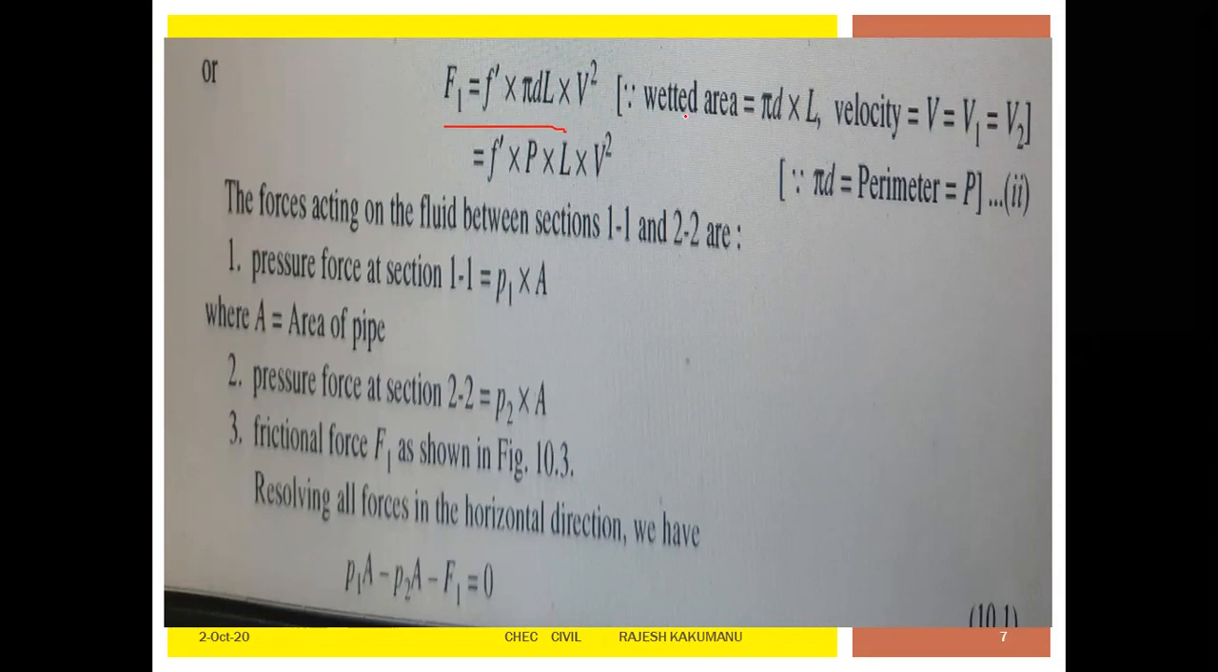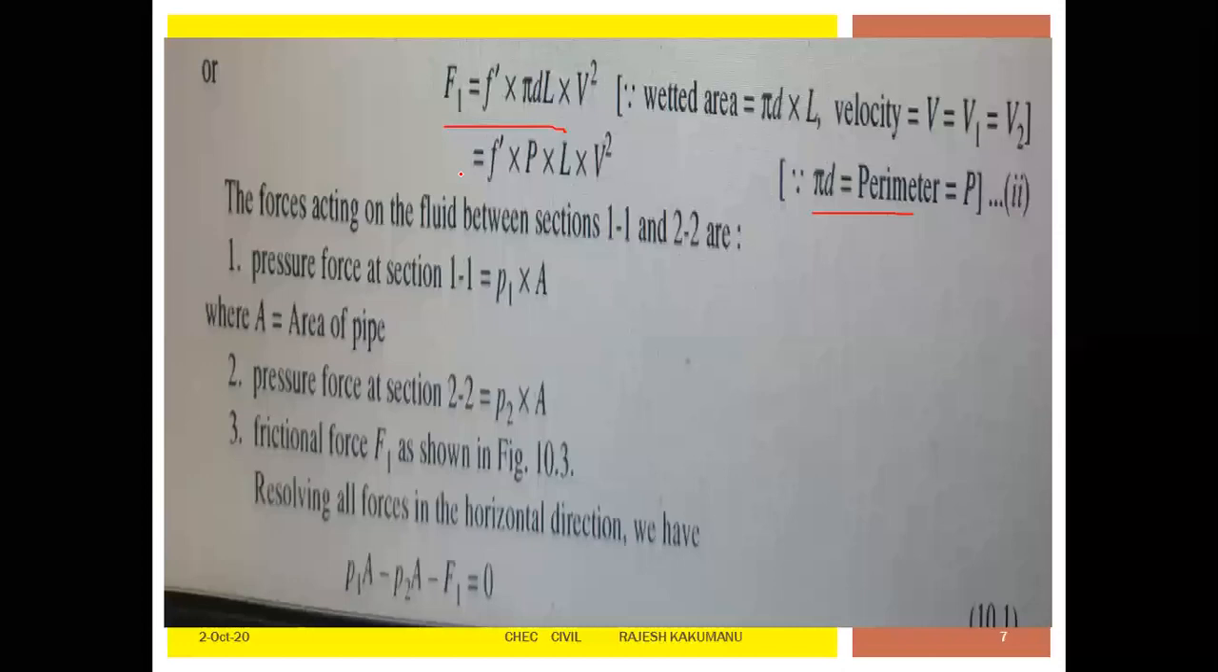Therefore, what is the wetted area? The wetted area for a circular pipe is pi d into length, and velocity v1 or v2 is equal to v. Why? Because the diameter is the same, the velocity will be the same. F1 is equal to F dash into pi d l, where pi d is the perimeter p, into l into v square. So F1 is equal to F dash into p into l into v square.